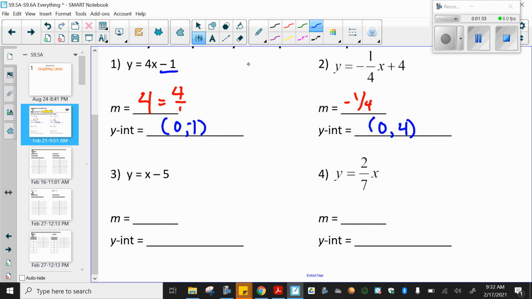Slope for this one is our invisible 1, so we're going to say 1 or 1 over 1. Our y-intercept, 0, oh, sorry, blue, 0, comma, negative 5. All right, do it again. Our slope is 2/7, already in fraction form. Hey, look, we have nothing here, so what's that going to make our y-intercept? Well, 0, because there isn't one. All right, we're just taking them right out of there.